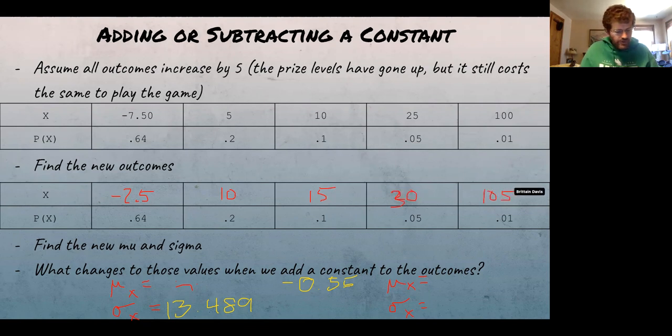So I want you to plug that into your calculator as a new list. You don't need to overwrite the old one. It doesn't matter if you do, honestly. Well, yeah, just go ahead and run a one variable stats with our new outcomes and write down what the mean and standard deviation are.